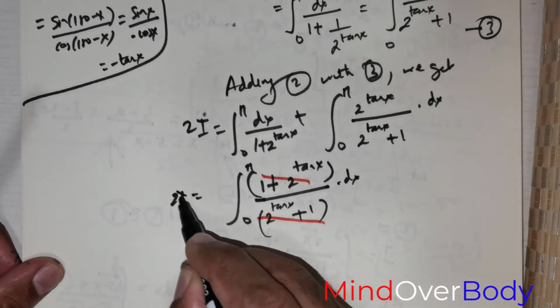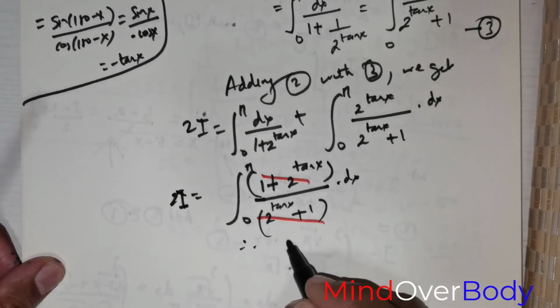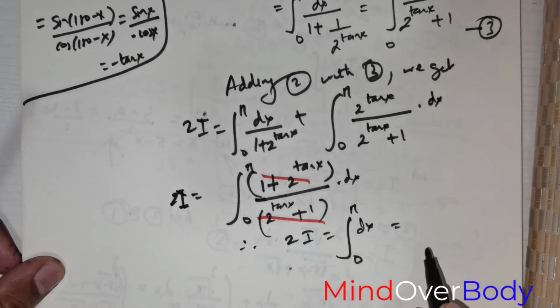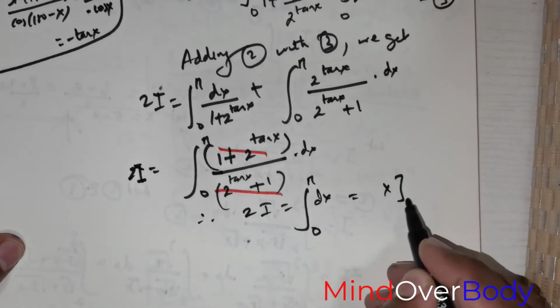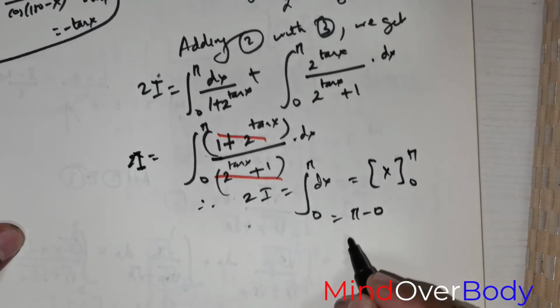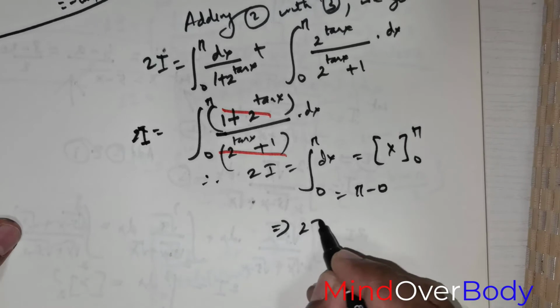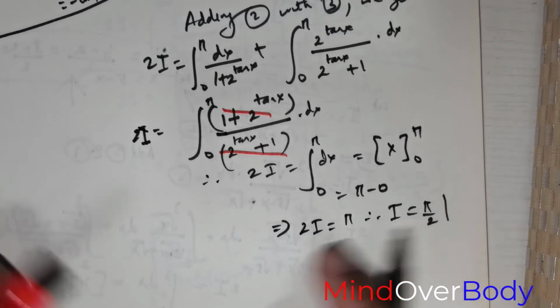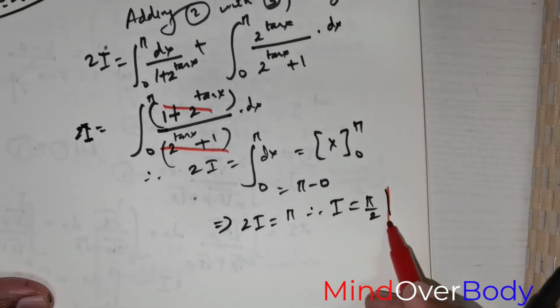So on the left I got 2 times I. Therefore 2 times I is equal to integral dx, limits 0 to pi. I substitute the limits and that would give me pi minus 0. So this would mean 2 times I is equal to pi. Therefore I is equal to pi over 2. So this is the solution that I've got.